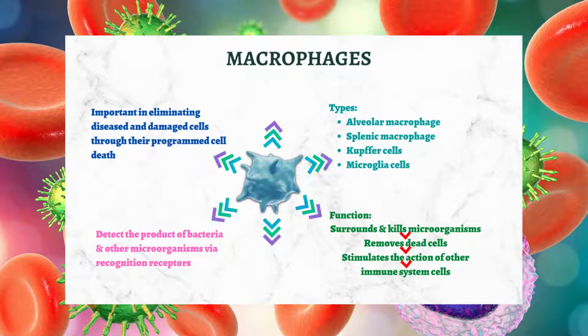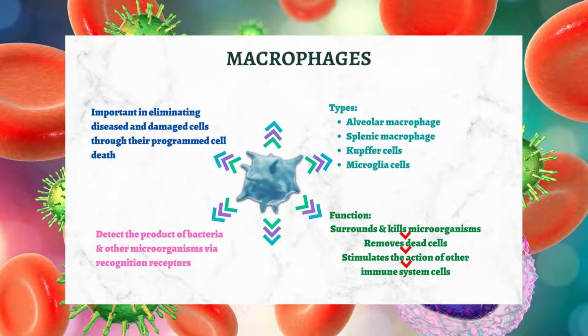Macrophages are a type of white blood cell and are known as antigen-presenting cells. There are four types of macrophages, which are alveolar macrophages, splenic macrophages, Kupffer cells, and microglia cells.